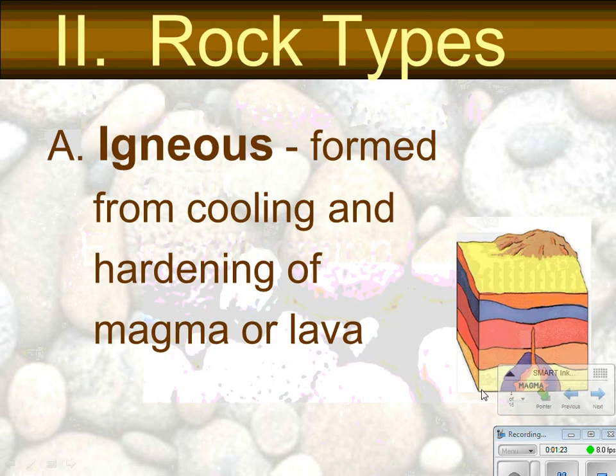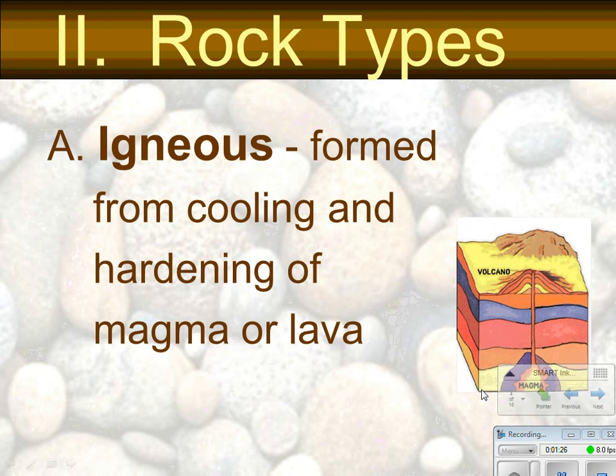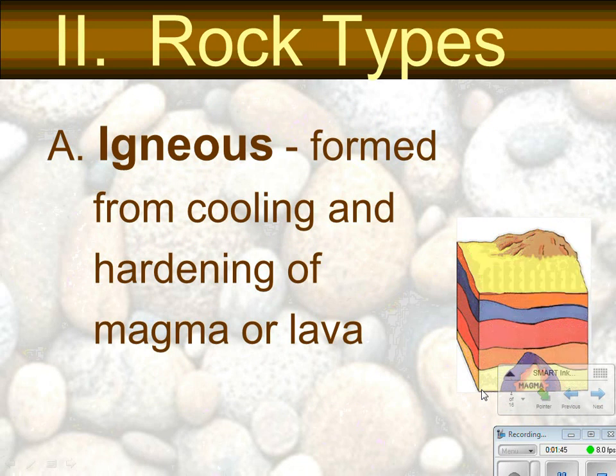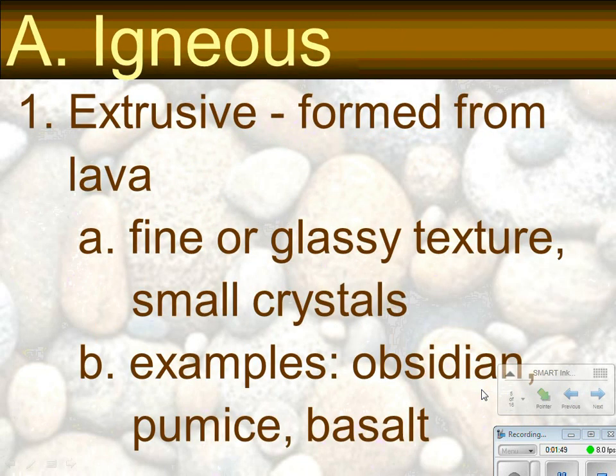There are 3 different rock types. The first rock type is called igneous. It's formed from cooling and hardening of magma or lava. Remember, magma's inside the earth, lava is when it comes outside of the earth. And the key thing here to remember is that igneous rocks are formed from cooling and hardening of that really hot magma or lava. There are 2 types of igneous rocks. You're going to need to know both and what they mean.